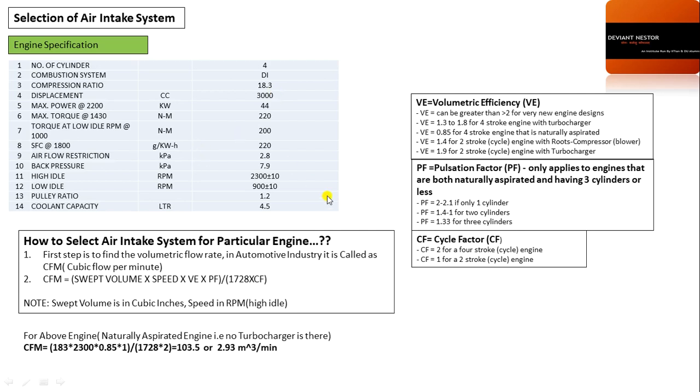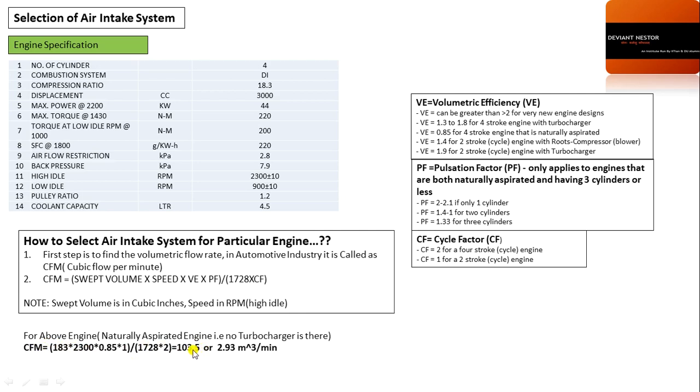High idle is 2300 plus or minus 10, so you can take 2310, or 2300, or 2290. Volumetric efficiency will be taken as 0.85 as I mentioned earlier, the pulsation factor is 1, the constant is 1728, and CF will be 2 because it is a 4-stroke engine. It will give us 103.5 cubic feet per minute.